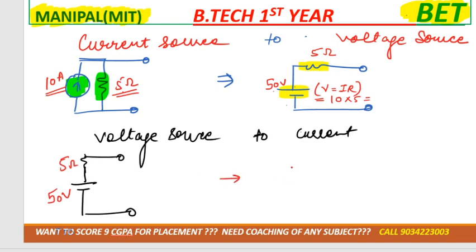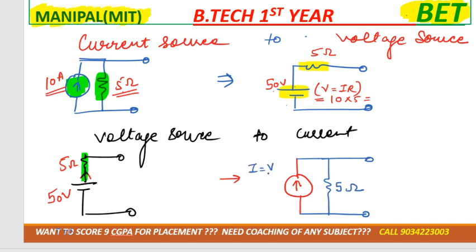If we want to convert it into the current source, and the current is moving in the upward direction, then we take the current source direction upward. The resistance which is connected in series, the same resistance would be connected in parallel, 5 ohm exactly. Now we need to get the value of I. I would be equal to V by R according to Ohm's law. V is 50 volt, resistance is 5 ohm, so I would be equal to 10 ampere.